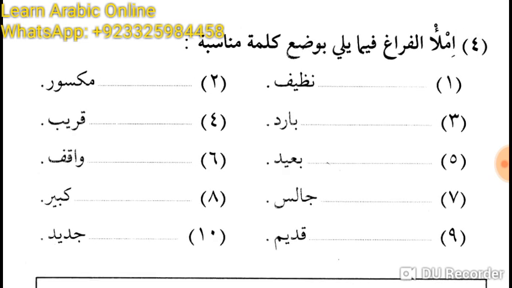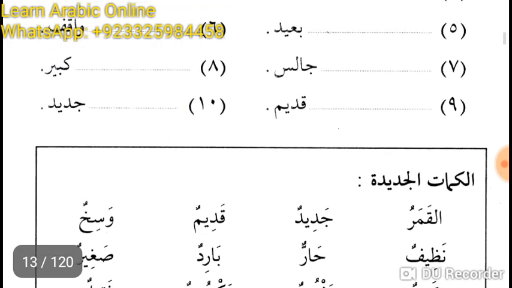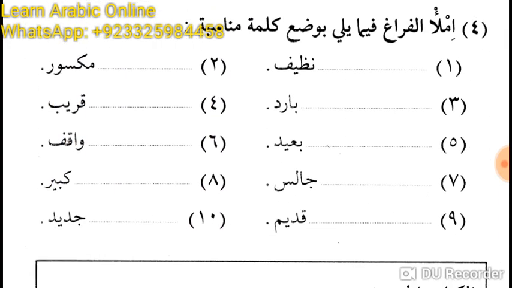Fourth question: Imla' al-faragh, fill in the blanks fima yali, that are below, by putting an appropriate word. He's saying to fill the following blanks by putting an appropriate word. Okay, so nazifun, baridun, ba'idun, jalisun, qadimun, maksurun, qaribun, waqifun, kabirun, jadidun. Okay, first start filling these blanks. Nazifun means clean, so you can put anything here. Al-qamisu nazifun. Good. Maksurun means broken.